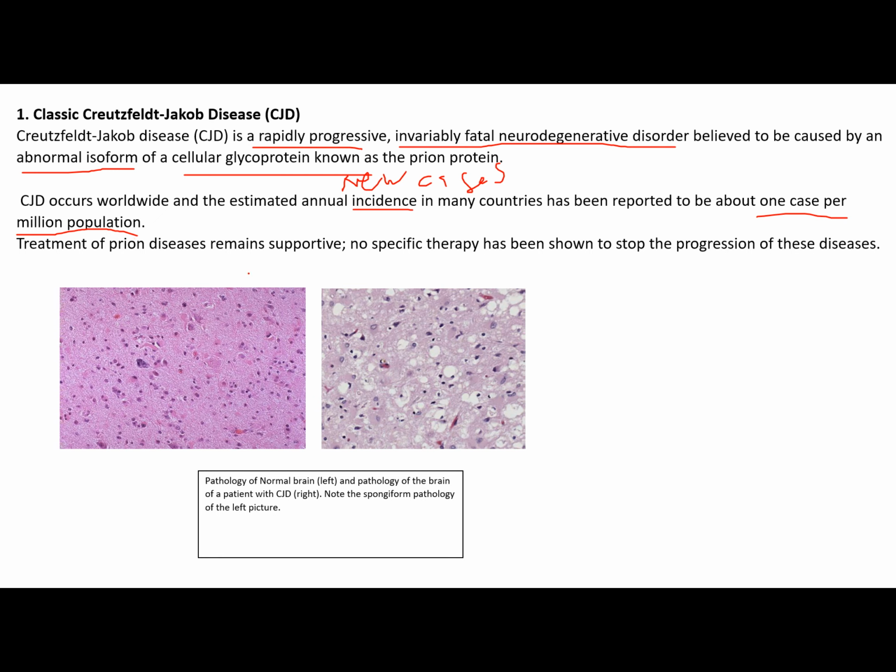Treatment of prion diseases would remain supportive. So supportive lang, class, you have to try to treat the symptoms if there are any. But there's no specific therapy to stop the progression of this disease.